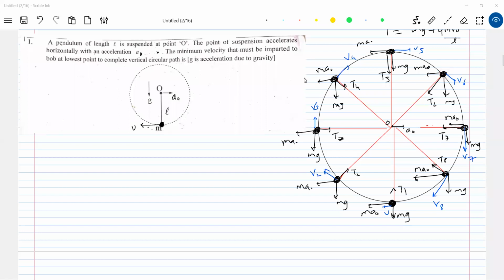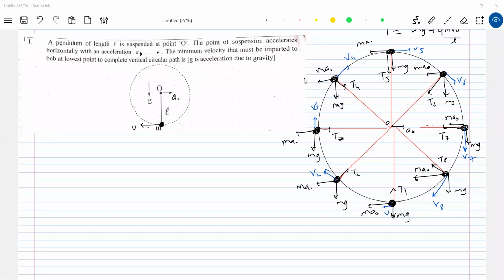There the resultant of all forces will be acting towards the center, and tension can be 0 also. For that purpose, we'll take a situation. We'll find out, and we'll even get the angle at which the tension will be minimum. Also, we'll find the minimum speed you can project here.